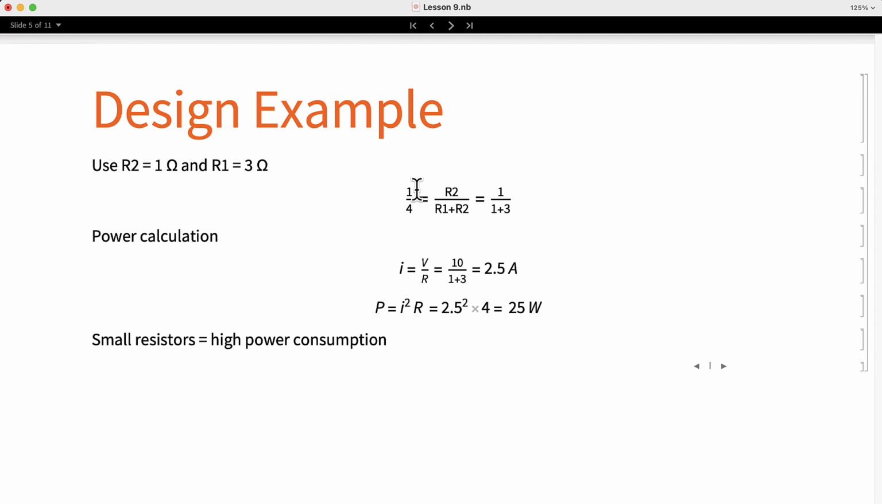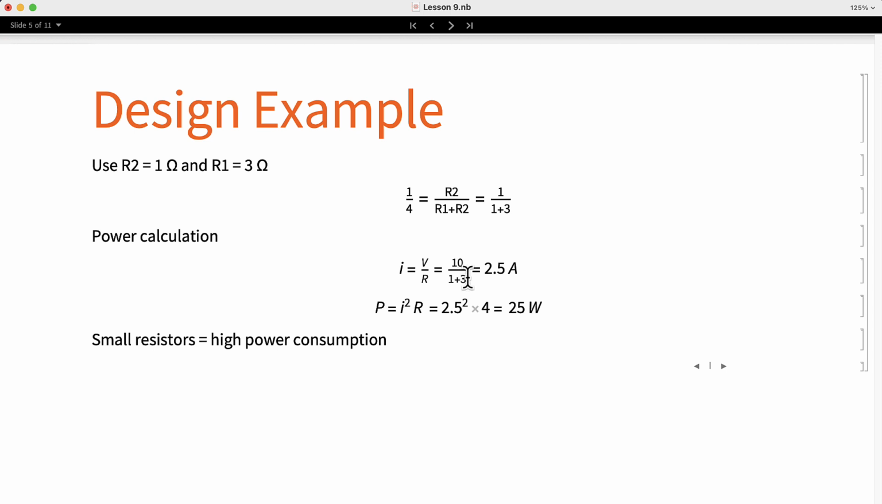But there is a problem here. Let's calculate the power consumption. For that, we're going to first calculate the current. Using Ohm's law, we know that it is the voltage over the resistance, and we have 10 volts as maximum voltage over 1 plus 3.